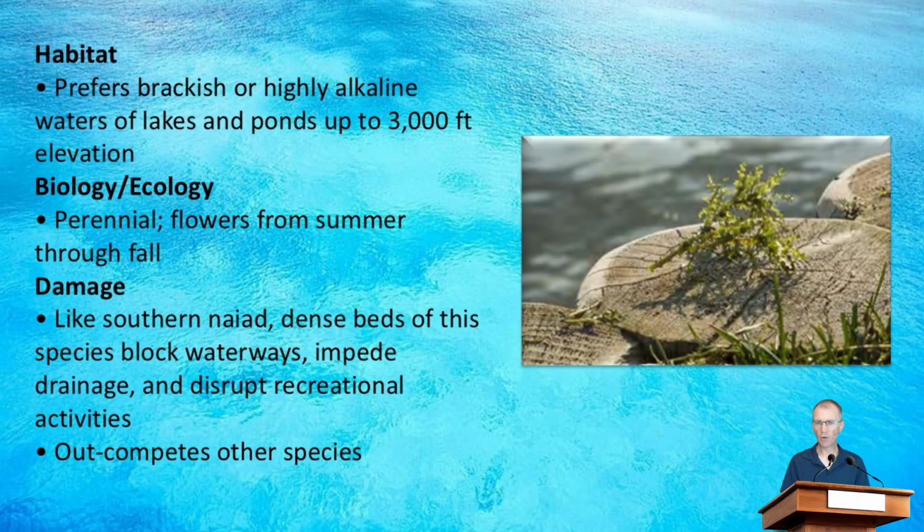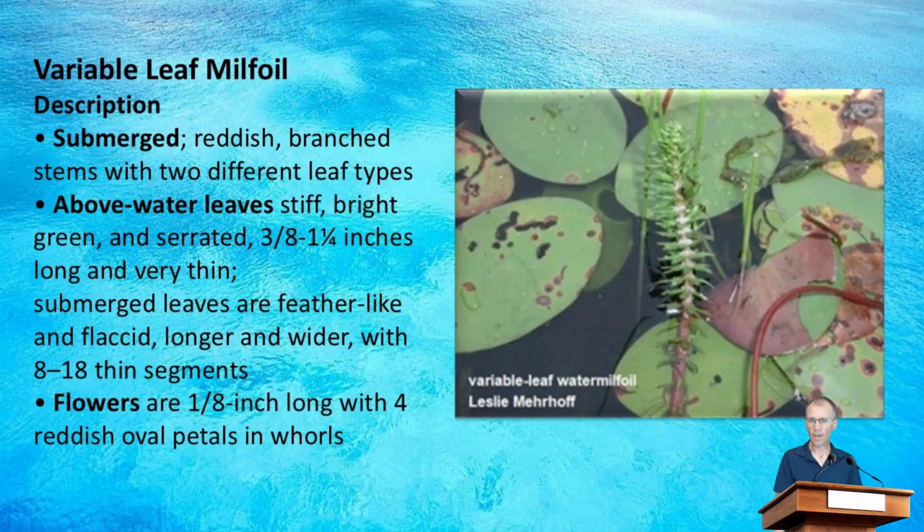Habitat: prefers brackish or highly alkaline waters of lakes and ponds up to 3,000 feet elevation. Biology and ecology: perennial, flowers from summer through fall. Damage: like southern naiad, dense beds of this species block waterways, impede drainage, and disrupt recreational activities. Outcompetes other species. Variable leaf milfoil.